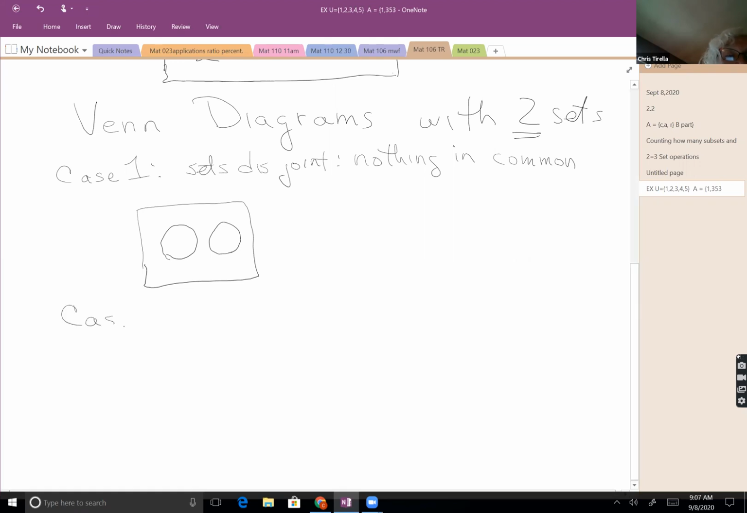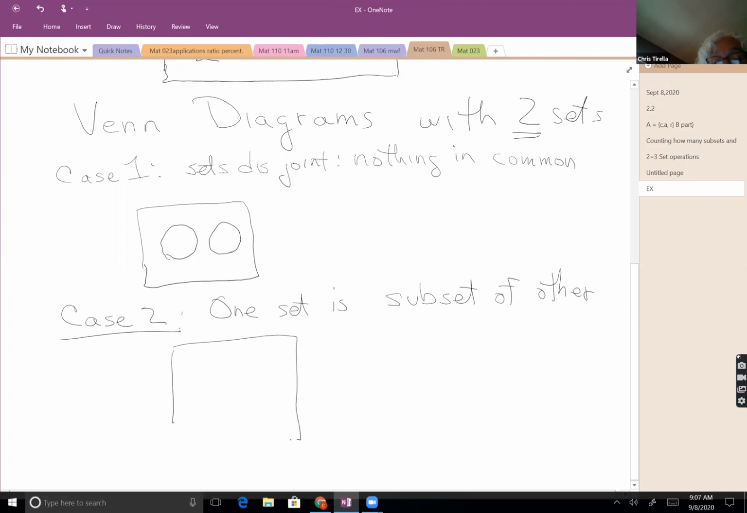Next case, where one set is a subset of the other. And if one set was a subset of the other, couldn't I draw it inside the other one? Kind of looks like a donut.